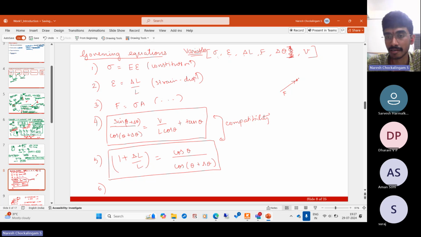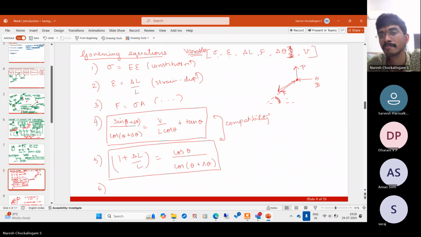So you just draw a force diagram. Here you have a horizontal reaction H, and at that point B, you're applying a force P in the upward direction. Sorry, this force I took as sigma positive, so F is tensile. And what angle is this? Now you can answer. Is it theta or theta plus delta theta? This is again an aspect of nonlinear mechanics. Where does the force act?